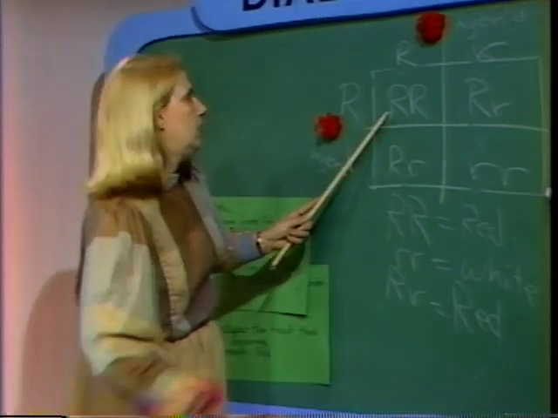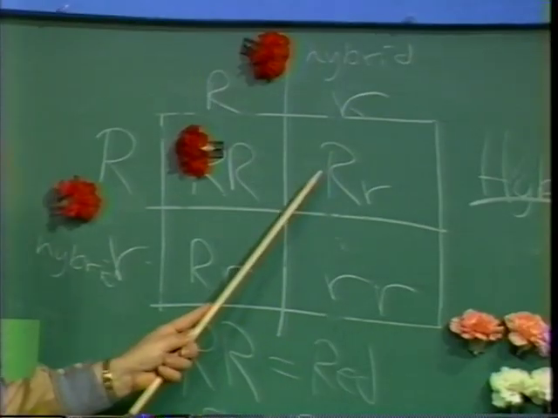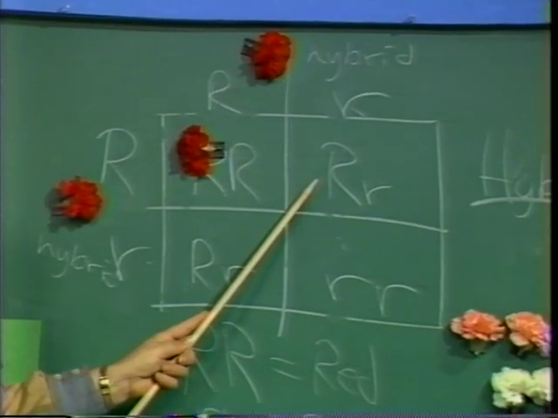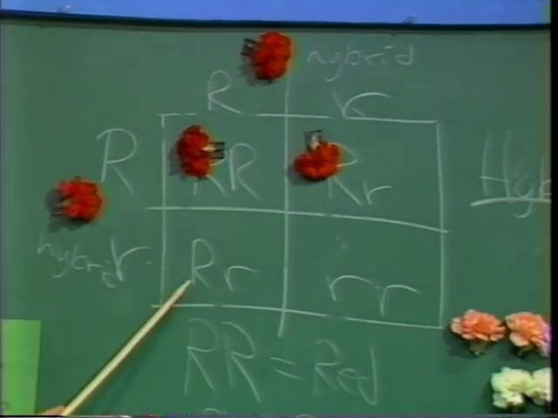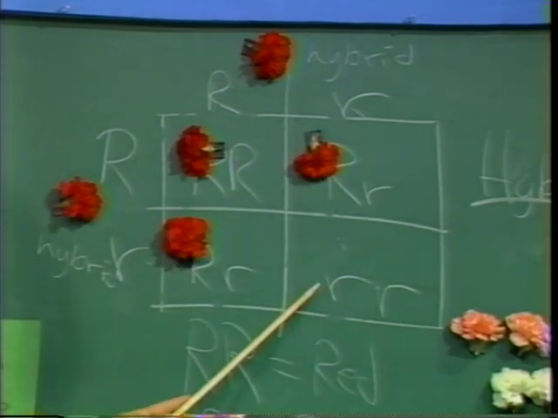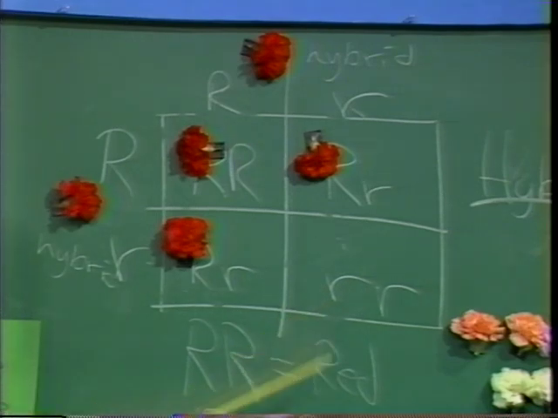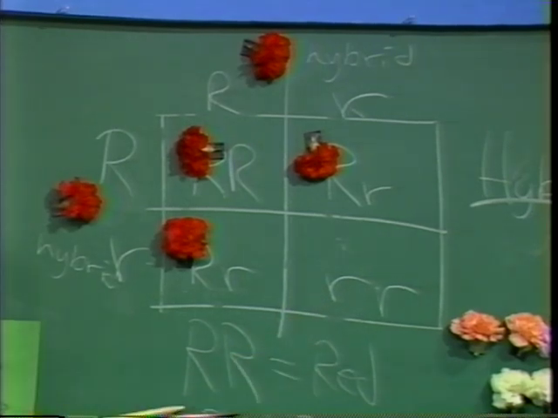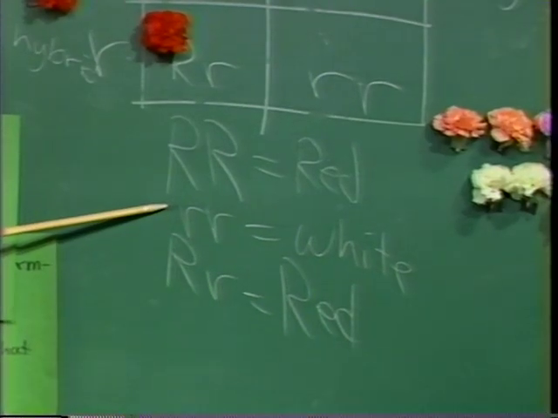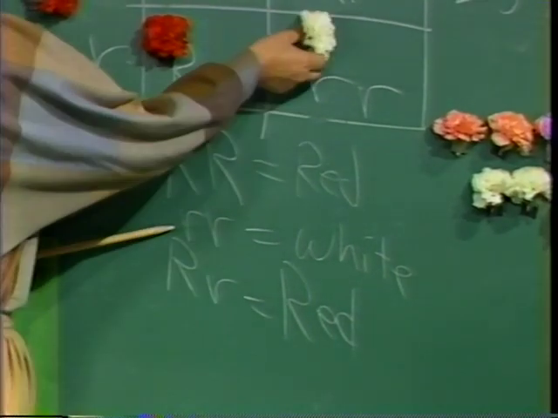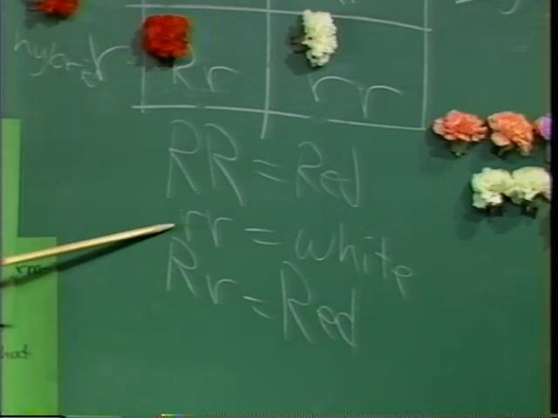Red, red. What's this one? Red. Good. What about this one? Red. What about that one? Red. Let's look at this one again. What's this? Look down here. White. Okay. Why would it be white, Melissa? Because there's two little r's.